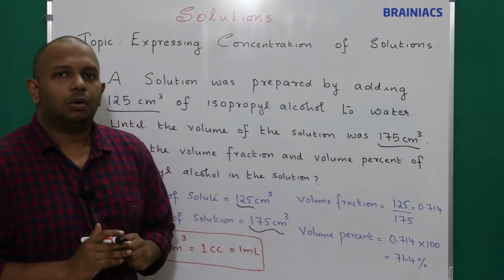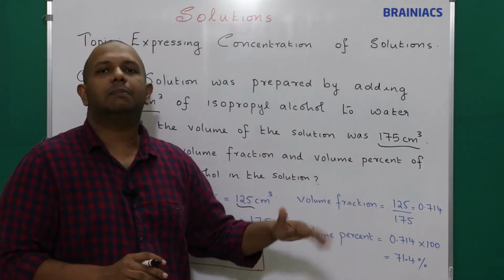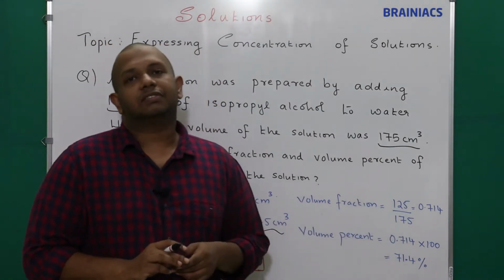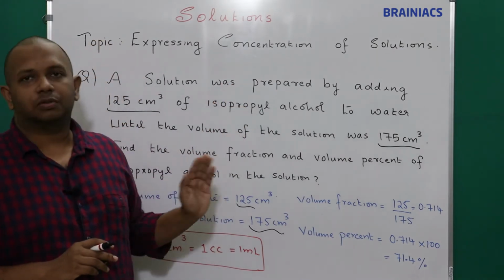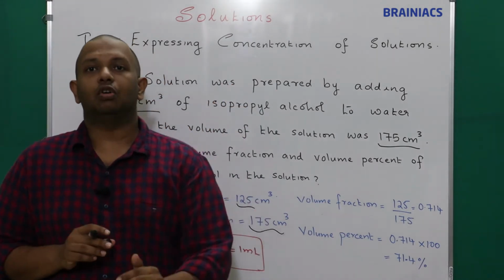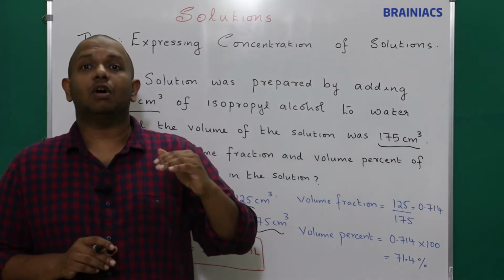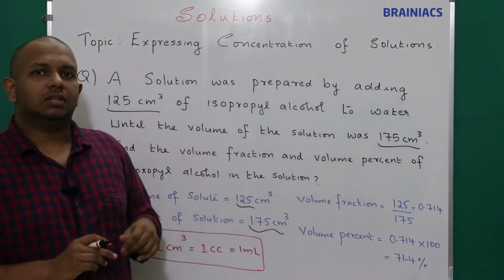Okay, now to find the volume percentage, what you need to do? Volume fraction multiplied by 100. So when you multiply by 100, it will become 71.4%. Okay, I hope you understood this. Now since it depends upon the volume, I can say that volume fraction or volume percentage depends on temperature. Okay, so I hope you understood. We will go to the next concept.